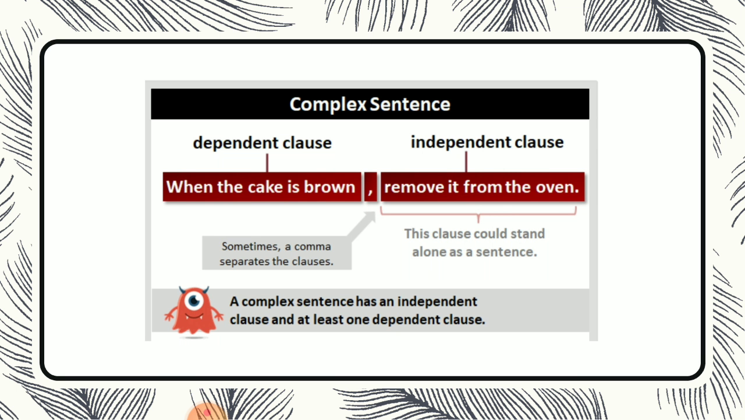One more example of a complex sentence is here. When the cake is brown, remove it from the oven. Now, when the cake is brown, this is the dependent clause. Remove it from the oven is the independent clause. Here, remove it from the oven is conveying the meaning. But when the cake is brown, now what we have to do, the reason is in the independent clause. So this clause could stand alone as a sentence, an independent clause. But a dependent clause needs the support of an independent clause.